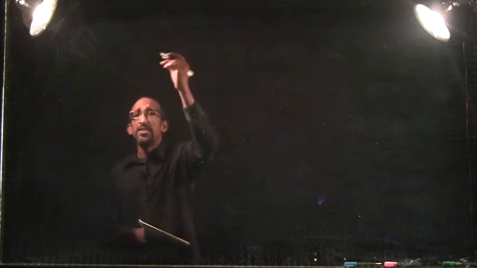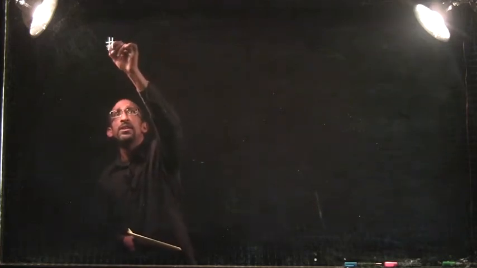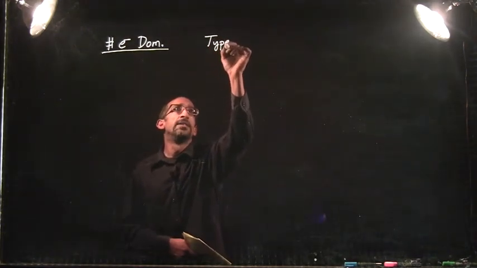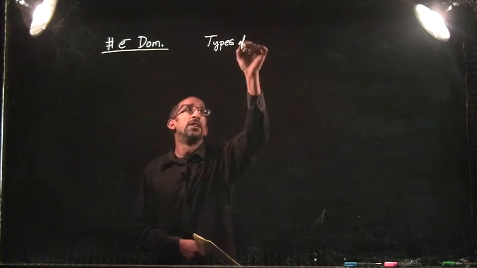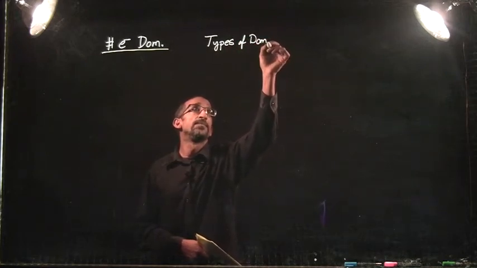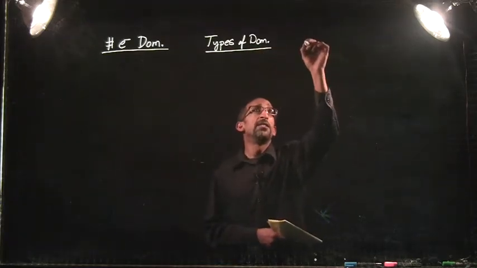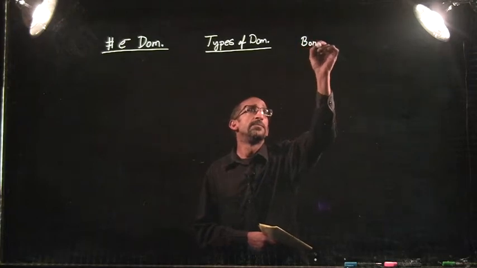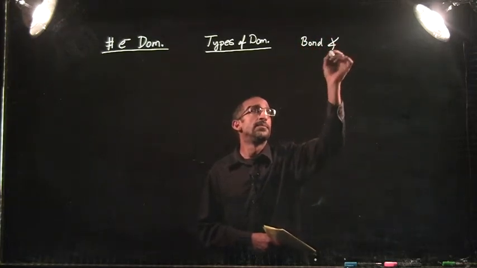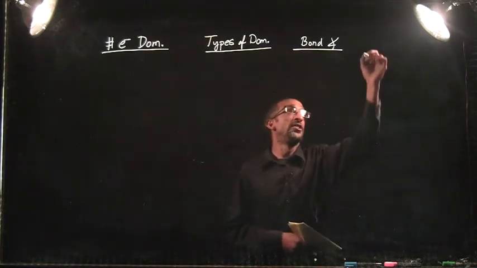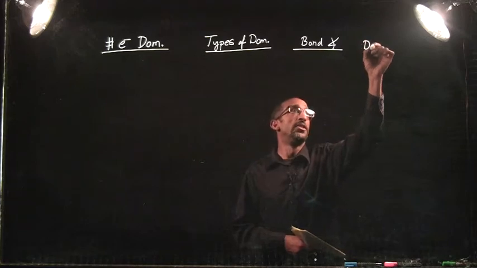So what are the things we need to consider? Well, we need to consider the number of electron domains. It's going to be one column for us. The types of domains, the bond angle that they generate, and then finally we're going to do what I'm going to call the descriptor.